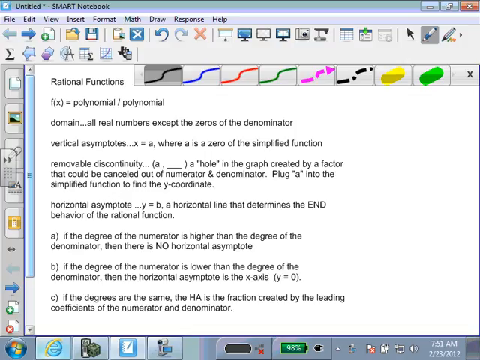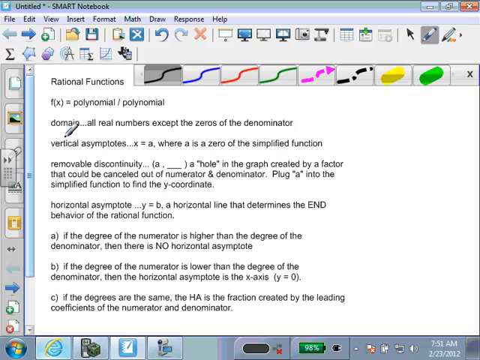So the things that are important to us will be the domain, which would be all real numbers except the things that zero out the denominator. Vertical asymptotes, which are expressed as x equals some number a, where a is a zero of the simplified function, and we'll talk about what that means.